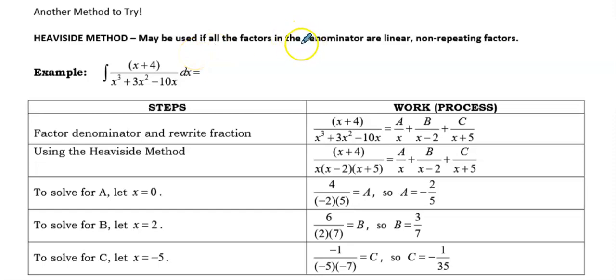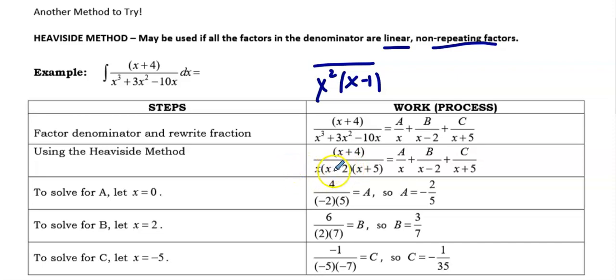One thing I want to say about the Heaviside method is that it only works if, when you factor your denominator, you have linear non-repeating factors. A repeating factor would be something like x squared times x minus 1. I do want to say something about this a little later, but right now we're going to assume that once we go through our factoring, we are left with just basically lines.